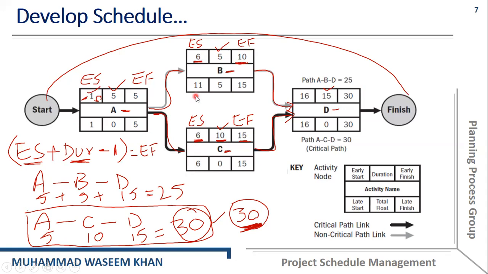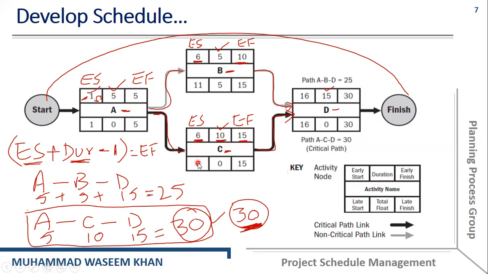So, we will select the smallest value. Activity B has the latest start, which is 11, and activity C has a latest start, which is 6. So 6 is the smallest value. So we will again use the same rule: 6 minus 1 will be equal to 5.